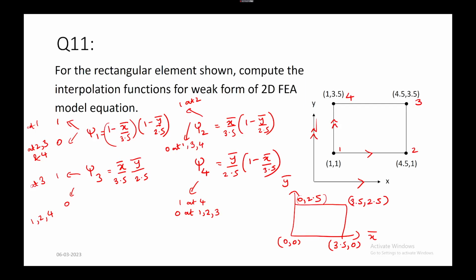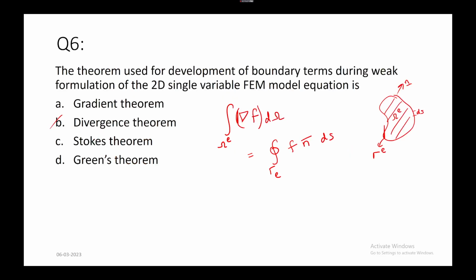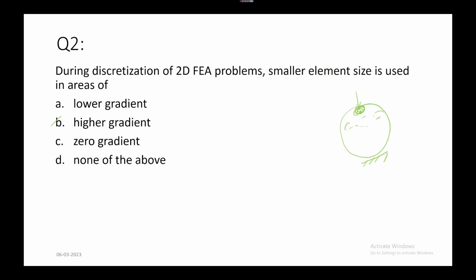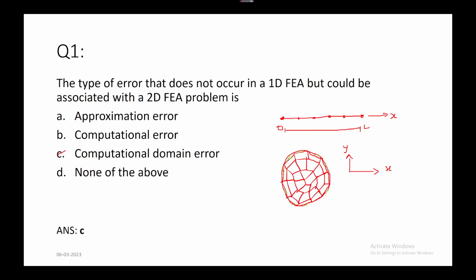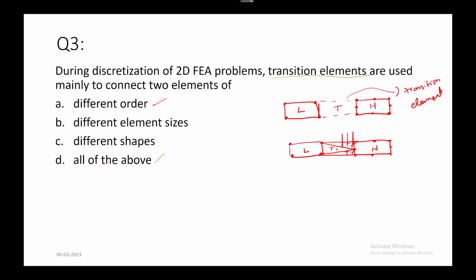So we'll just simply recap what all we discussed from the first. Totally 11 questions we discussed. First we saw what the computational domain error is. The second we saw about discretization: always use small element size at areas of high gradient. The next one was transition elements.